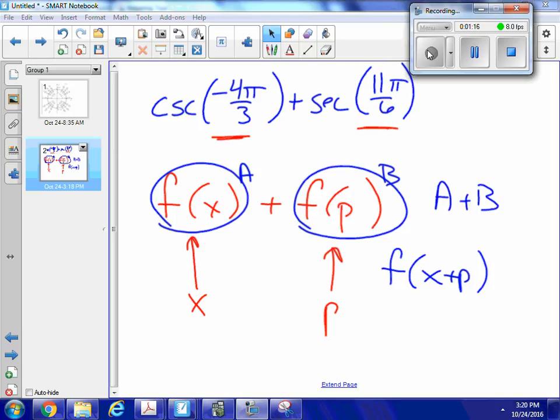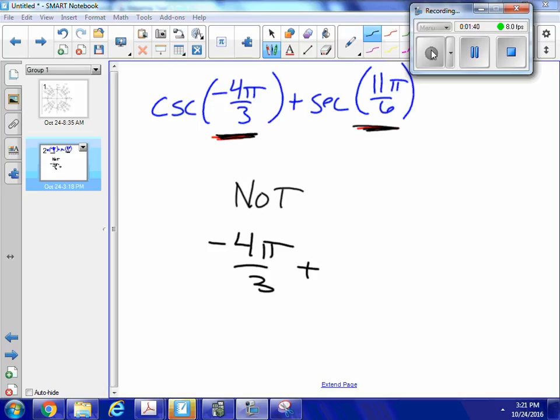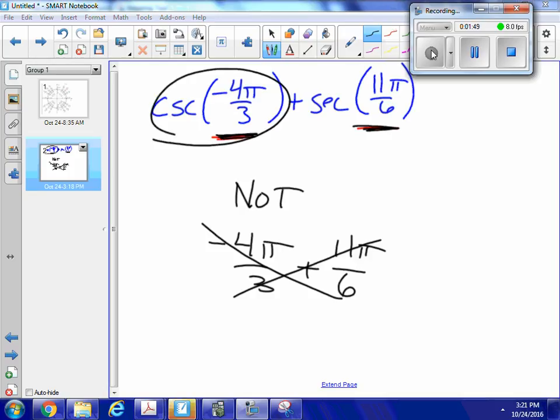So the trigonometric functions, cosecant, secant, sine, they're just functions, and these are the arguments of the function. These are the input values of the function. So I definitely do not want to add negative 4 pi over 3 plus 11 pi over 6. That is not what we're doing. That would be adding the arguments. And really what I want to do is get a value for that and a value for that, and then I want to enter it.